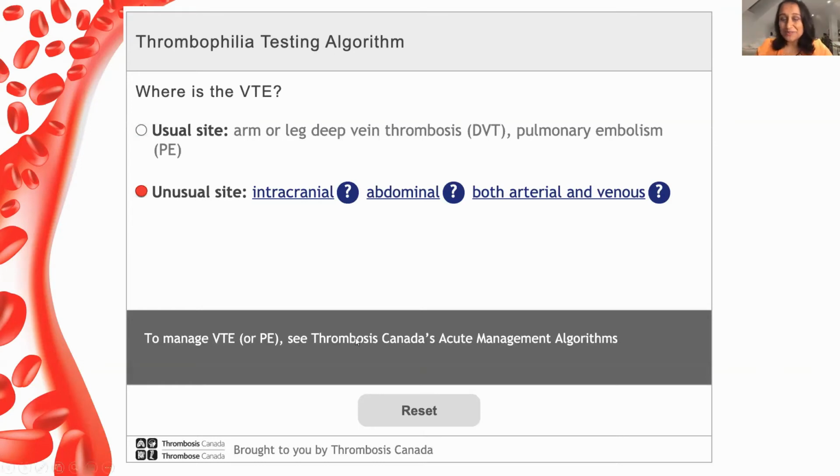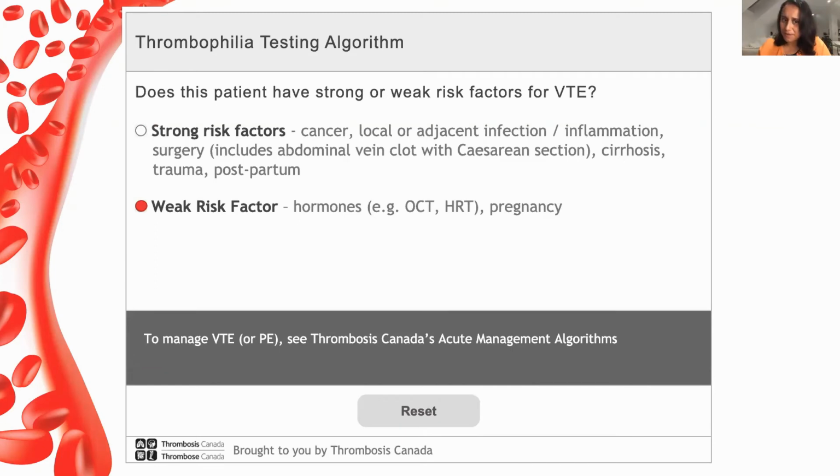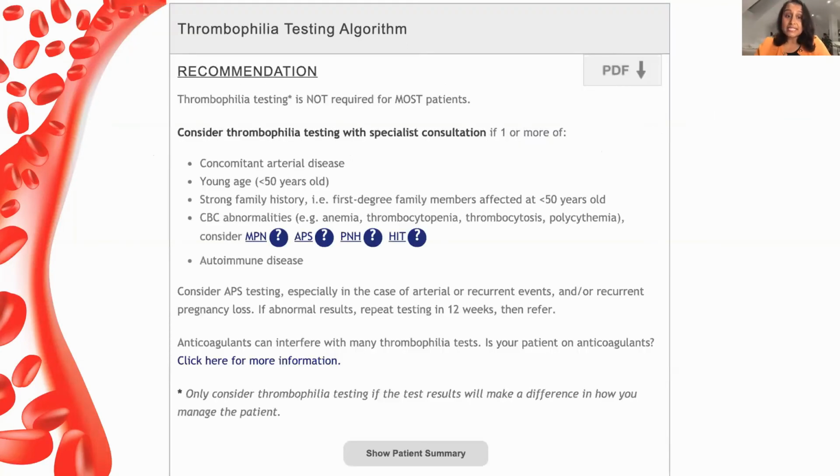And when we talk about unusual clots in Thrombosis Canada, we mean intracranial clots, so cerebral vein or sinus clots. We mean abdominal clots, or we mean clots that are in both of the arterial and venous circulation. So if you have clots in these locations, that should really raise flags that something weird might be going on. Next slide. Now, because this woman is on exogenous estrogen, I am going to call this a provoked clot. Next slide, please. But as our first speaker mentioned, hormones are actually a pretty weak provoking factor. Next slide, please.